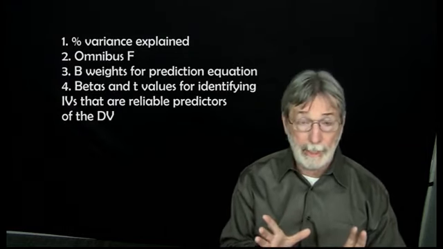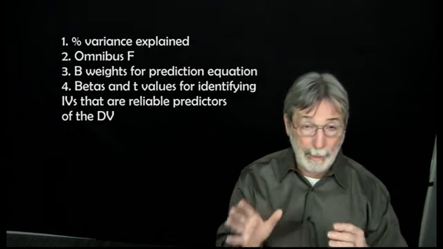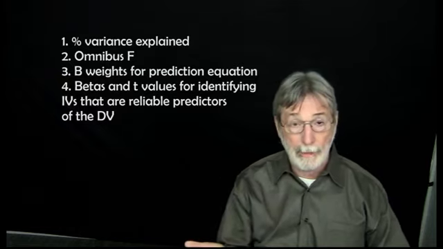So going through it again: percentage of variance explained, omnibus F, should we even go forward? Looking at the regression table, is there useful information in the B weights and the beta weights? B weights are for the regression equation. Beta weights are for understanding which variables had a significant relationship. Let's now look at some data.